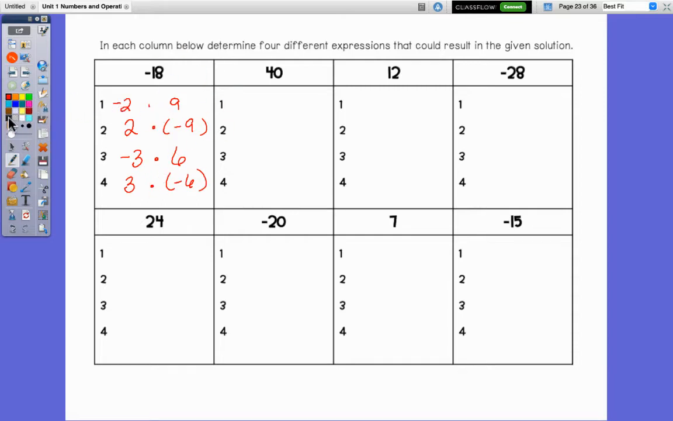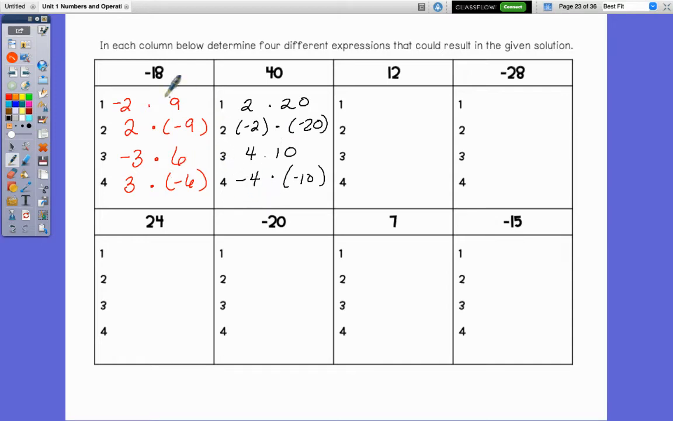Okay, let's do the next one. The next one is 40. So I can use 2 positive numbers or 2 negative numbers. For the factors of 40, let's do 2 times 20, but I could also do negative 2 times negative 20. I could do 4 times 10, or negative 4 times negative 10. There's a lot of other options for this one as well.